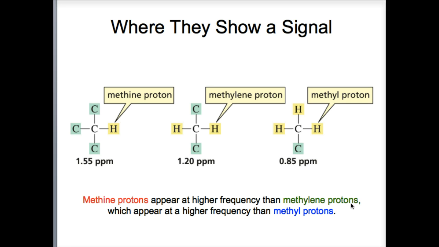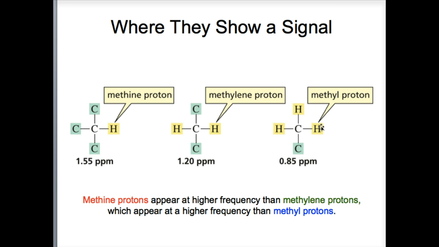Okay, since carbon is more electronegative than hydrogen, the chemical shift of a methine, as you can see here on the left, is more de-shielded and so shows a chemical shift at a higher frequency than the chemical shift of methylene protons. The chemical shift of methylene protons is at a higher frequency than the chemical shift of methyl protons in a similar environment.